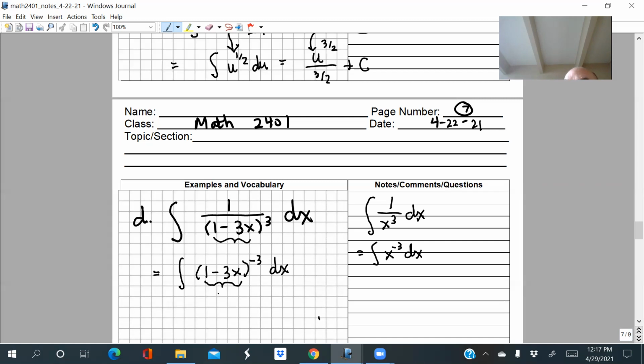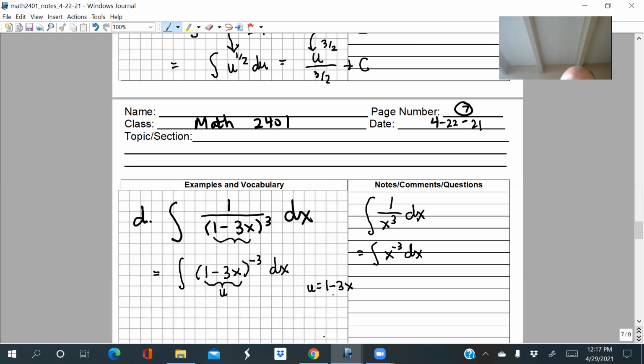We're going to pick a new variable. Our favorite is u, but you can use any variable that you want. Probably not y, that's probably not a wise choice, but any other variable that you like. Frequently, we'll use z as well, but our favorite one here is u. And I'm going to let u represent that entire expression, 1 minus 3x. So let me write this down. I'm going to let u be 1 minus 3x.